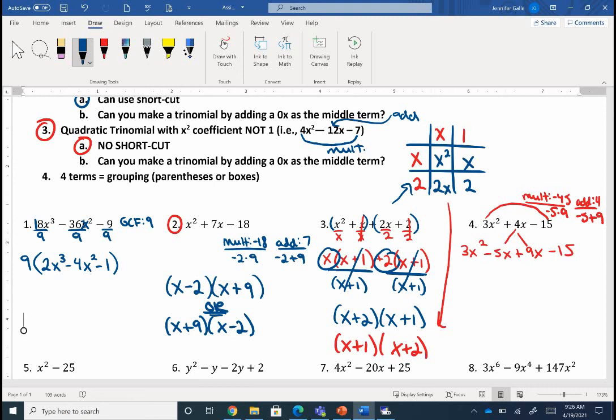Now I treat it just like question number 3. Do you like the parentheses or do you like the boxes? Up to you, your choice. If you want to do the parentheses, go ahead and group those. If you want to do the boxes, go ahead and do those. For the last 3 lessons, this is the technique we've practiced, our grouping technique. So I'm hoping at this point you've decided which one you like. If not, guys, I would make that decision today and go with it.